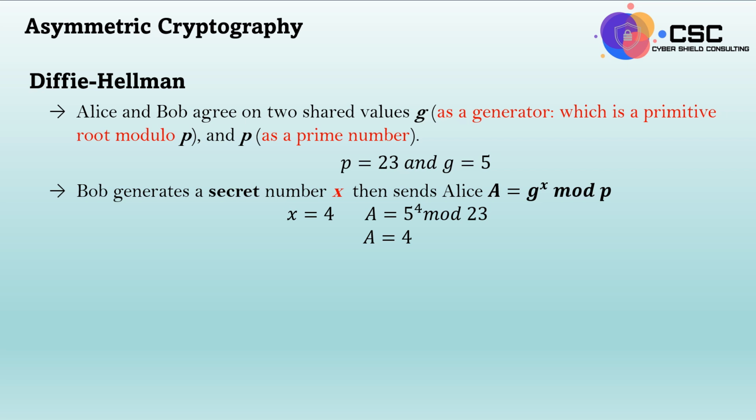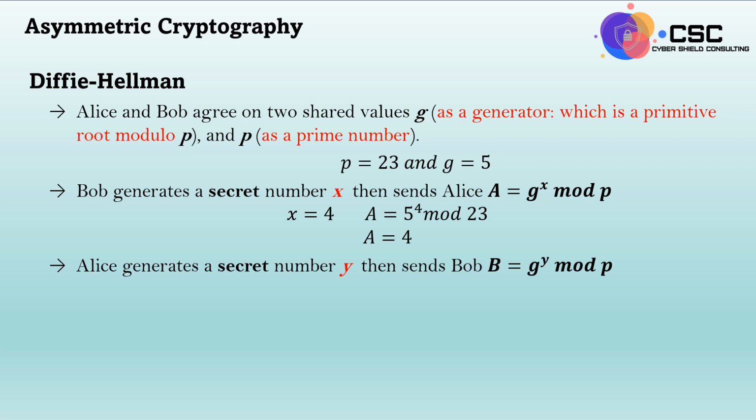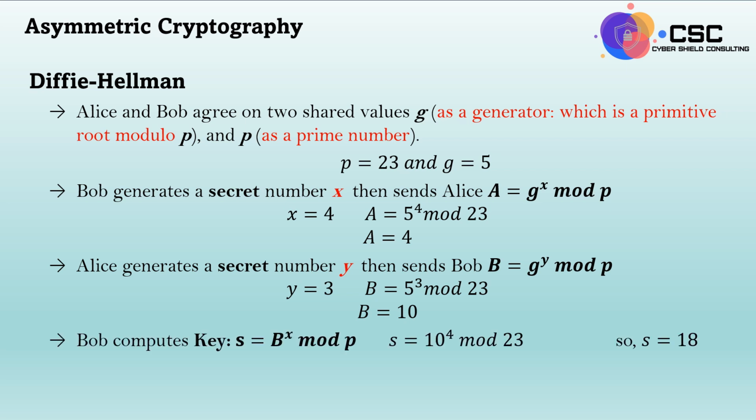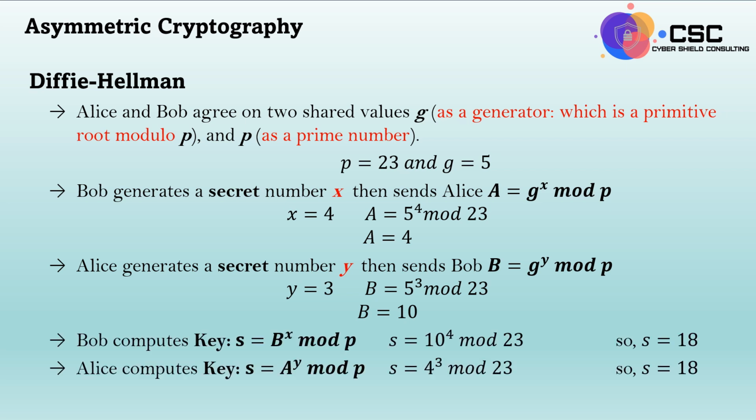This is what Bob gets, and then Bob will send A equals 4 to Alice over the insecure channel. Alice generates a secret number y, and then will calculate at her side the public value B using the formula g to the power of y mod p, and then Alice will send this to Bob over the insecure channel. Now Alice and Bob both can compute a shared secret key using the values they received.